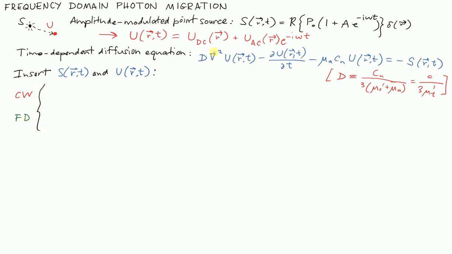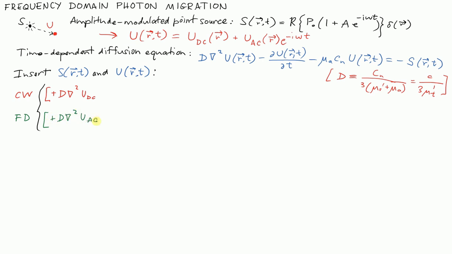So first we have the D del squared term. So there's one for AC and DC. So I'll open a bracket here to say that we're going to create a CW grouping, and the CW first term is going to be positive D del squared u DC. For convenience, I'm not going to write the r dependence anymore since we have a lot of terms to write down. And I'm also going to open up a bracket for the frequency domain terms that we're going to have, and that's going to also be positive D del squared u AC.